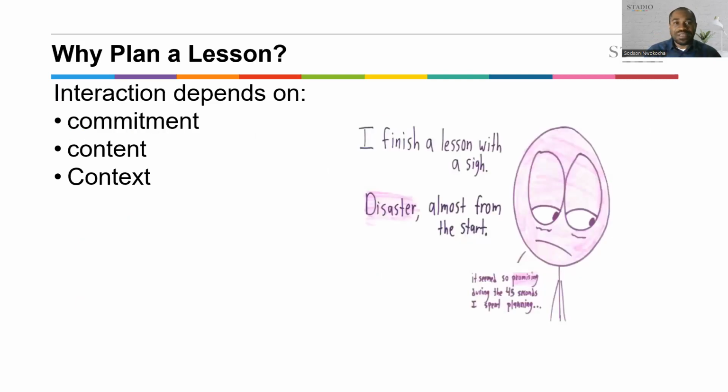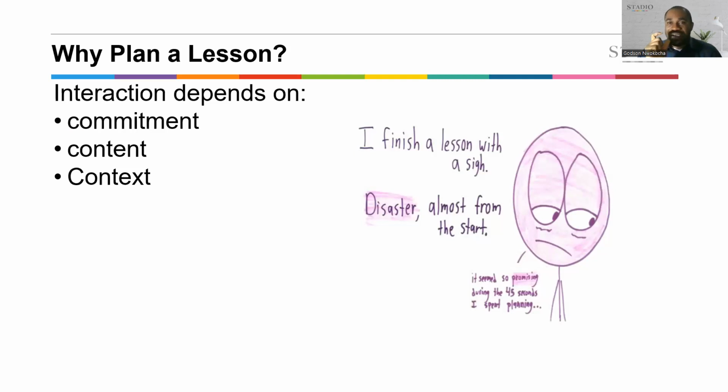Why is lesson planning important? For you to be able to interact successfully and have a good lesson at the end of the day, you need to be committed to it. It's part of your commitment as a teacher that you have to plan your lesson and that you have to be organized. You need to think about the content you're going to teach.